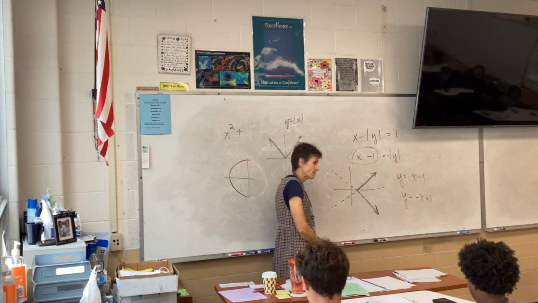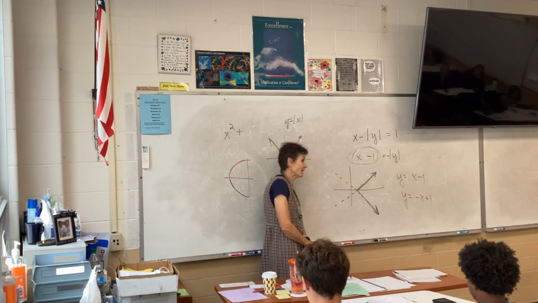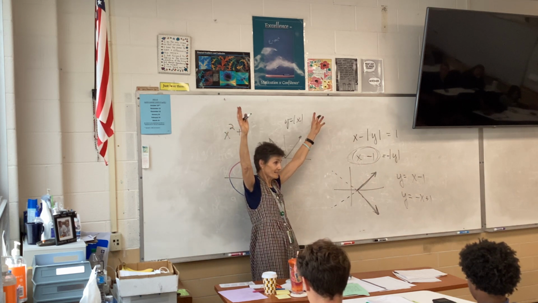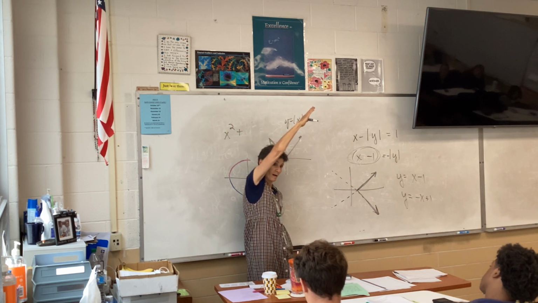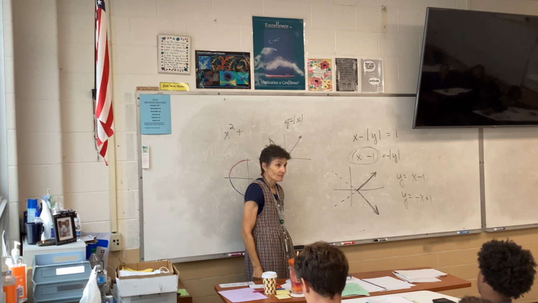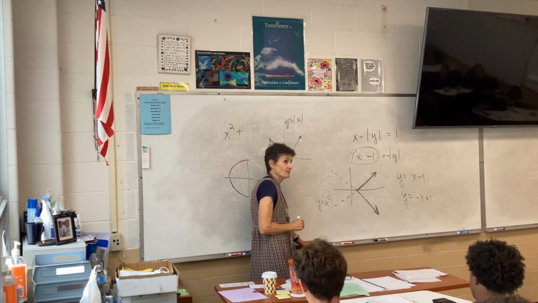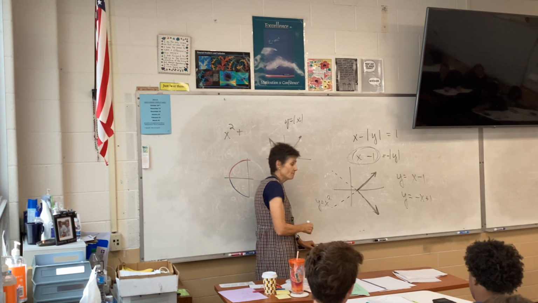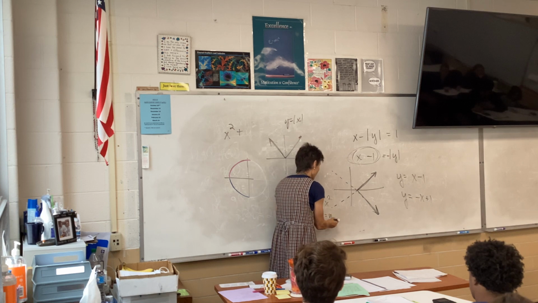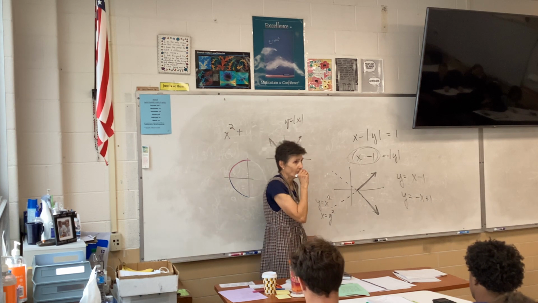Just remember that absolute values are V's. If it's an absolute value of an X, it's going to be a V like this. If it's an absolute value of a Y, it's going to be a V like that every time. Same thing with parabolas. This is going to be a parabola opening up or down, and this is going to be a parabola opening sideways.